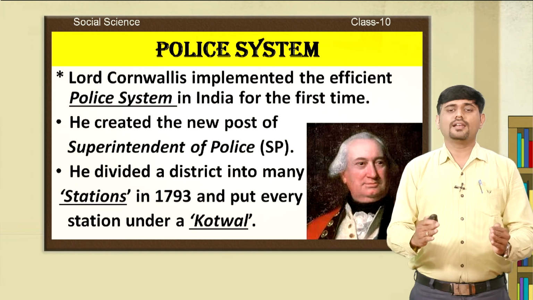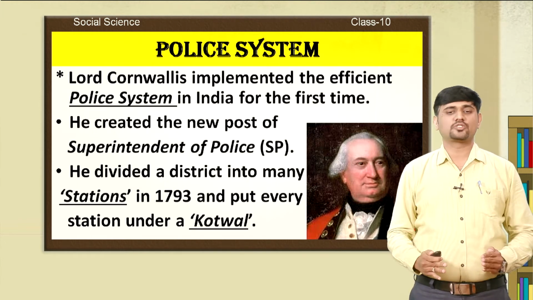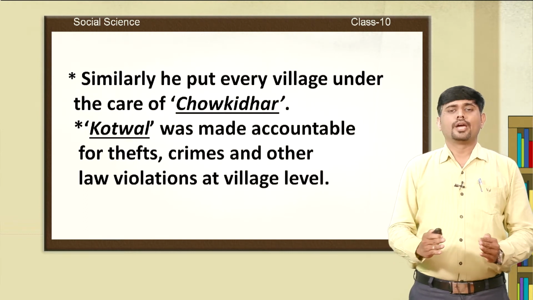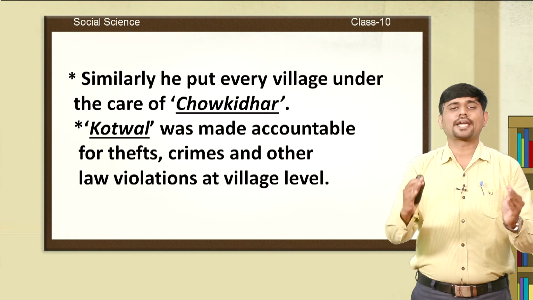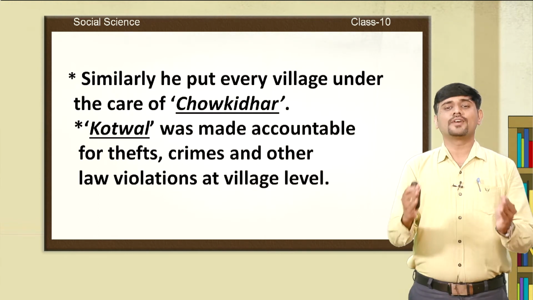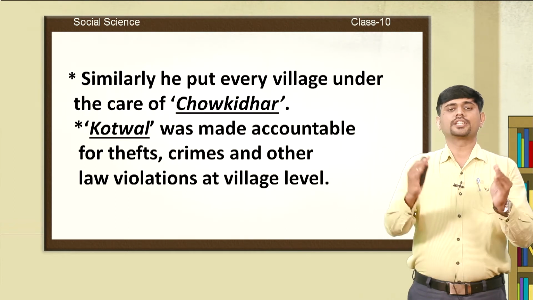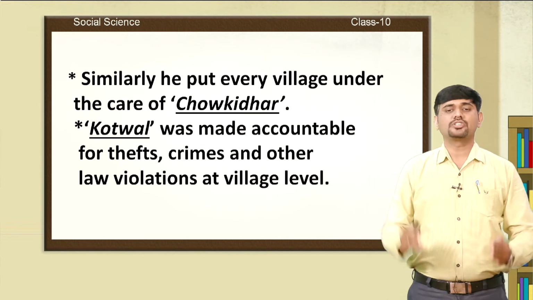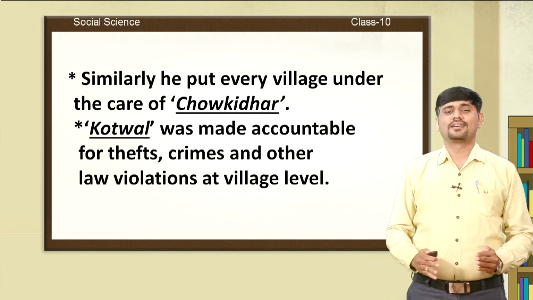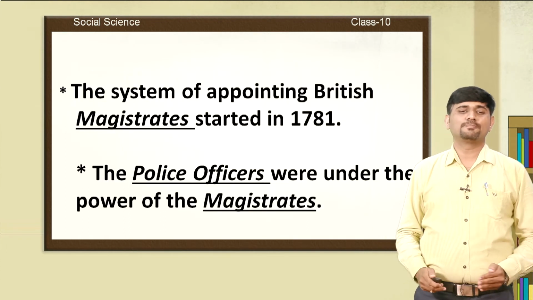A kotwal is none other than a chief police officer in a district. Similarly, he put every village under the care of a chowkidar. Chowkidar is a Hindi word meaning watchman. Chowkidar and Kotwal both were responsible here. Kotwal was made accountable for thefts, crimes and other law violations at the village level.